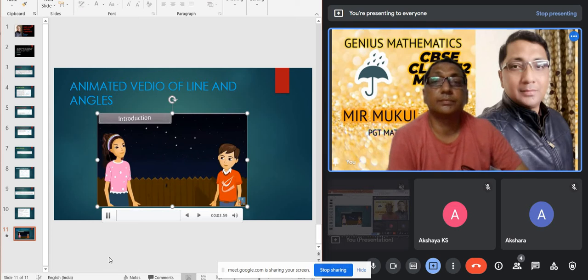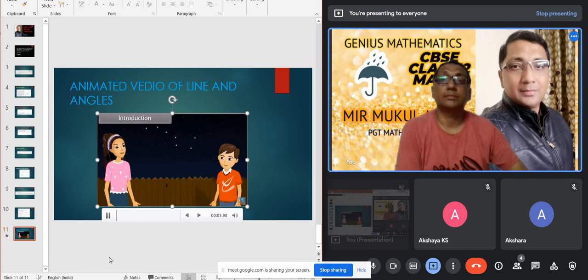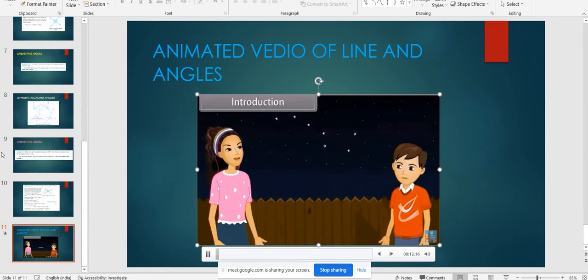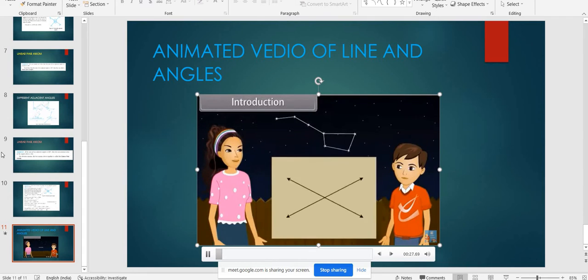Introduction. Hey Ajay, look at the stars. Wow, they're looking so beautiful. They look like points. Yes. Do you know what we get if we join 2 points? Yes, we get a line. See that Big Dipper? Here, all the 7 stars are joined. And Didi, what happens when two lines intersect each other? Good question. When 2 lines intersect each other, then angles are formed. Come, I will tell you more about lines and angles and their properties.